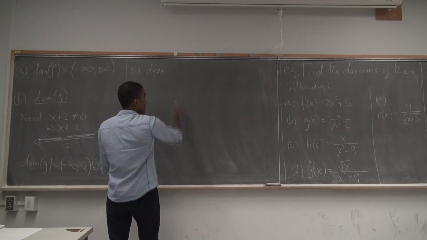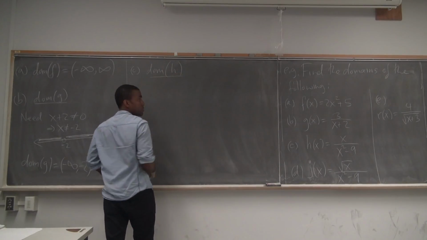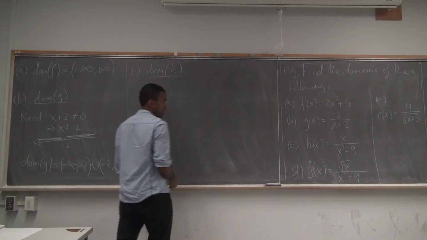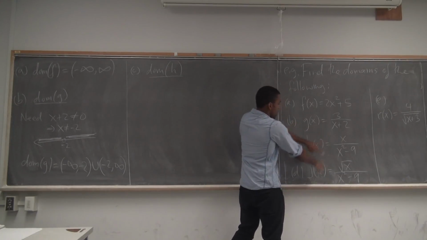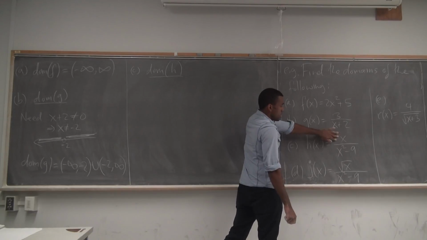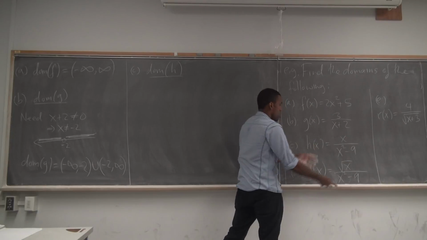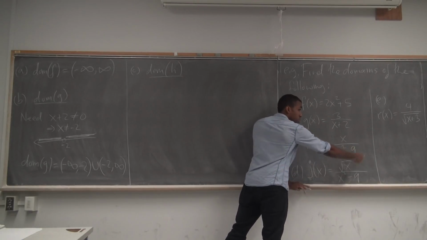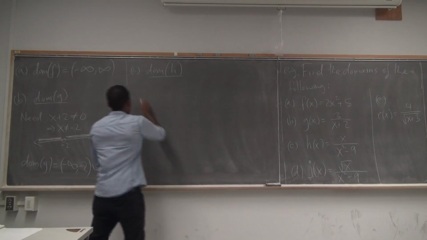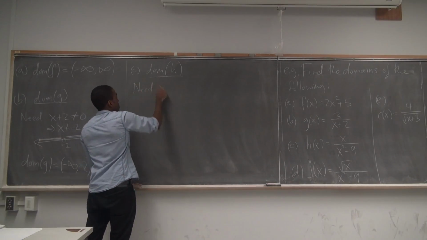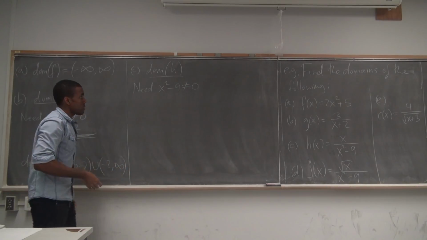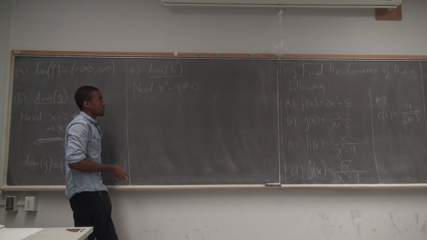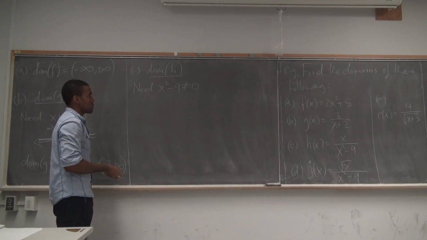What's the domain of h? Right, it's a function, so we have to look at the domains of each part. The top is just a polynomial and the bottom is a polynomial, so on their own they work everywhere. However, because it's a fraction, we have to worry about the denominator not being 0. So here we need x squared minus 9 to not be 0. So what do we have to avoid? Negative 3. How did you get that?